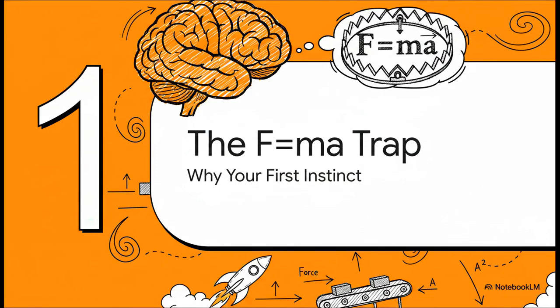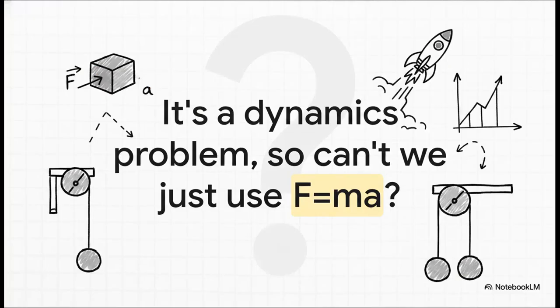Let's talk about that common mistake. Because when you see a problem with force and acceleration, your brain is just hardwired to jump to one very famous equation. And that's the question, isn't it? It just seems so obvious. We have a force, we have a mass, and we're looking for acceleration. So why can't we just use Newton's second law, F equals ma? Well, let's go down that road for a minute and just see where it takes us.